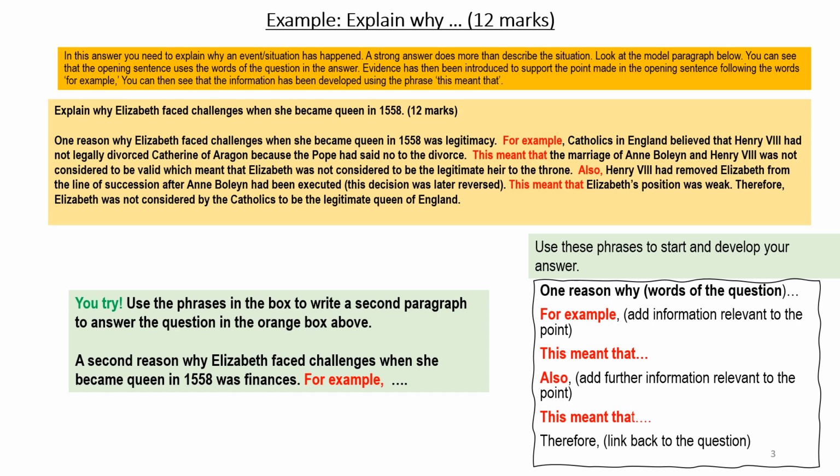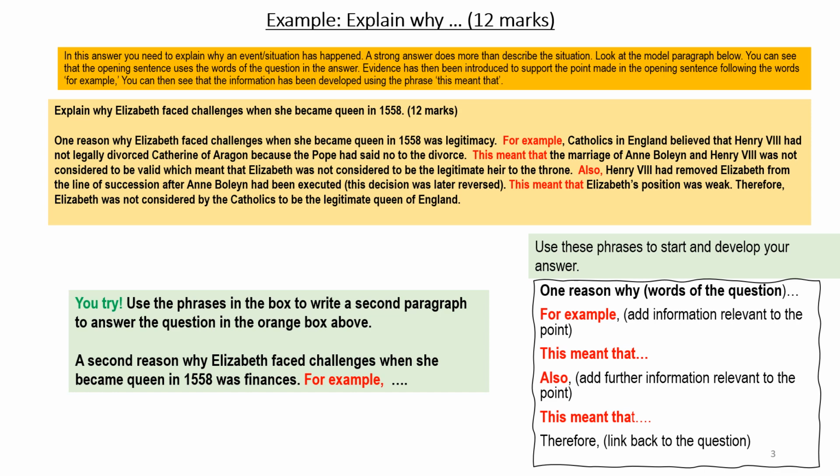Really straightforward to start the answer to this question because you use the words of the question in the first sentence of your answer. So let's have a look at the example so that you can see what I mean. If your question was explain why Elizabeth faced challenges when she became Queen in 1558, you would rearrange the words of that for your opening sentence. In this case, one reason why Elizabeth faced challenges when she became Queen in 1558 was. And in this case, we've chosen the example of legitimacy.